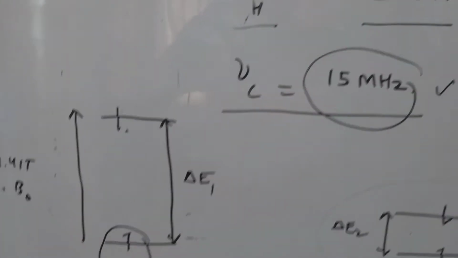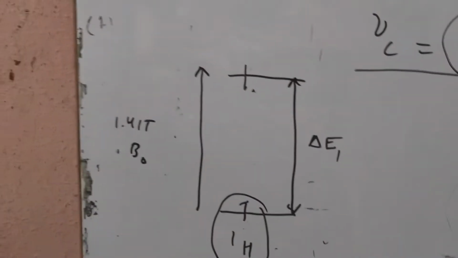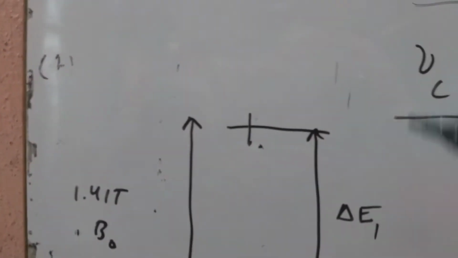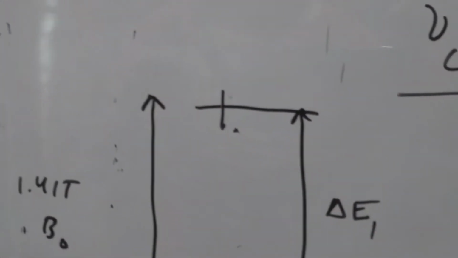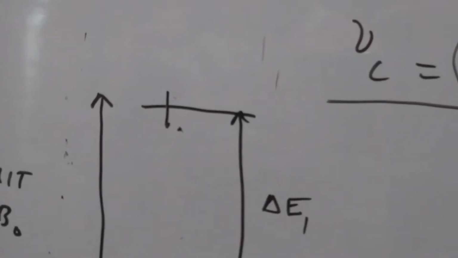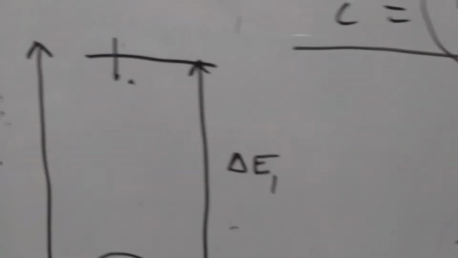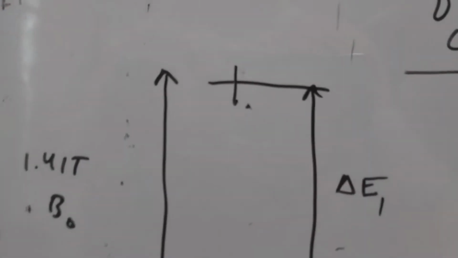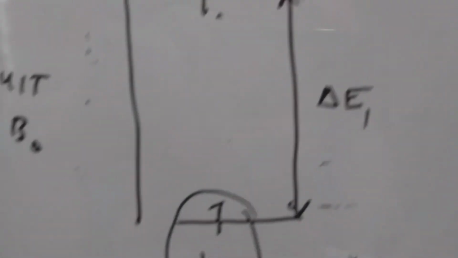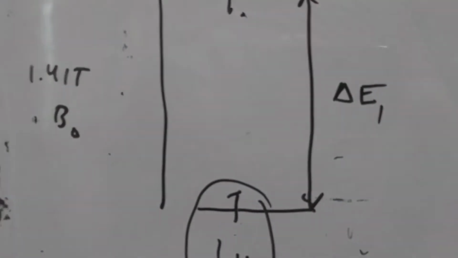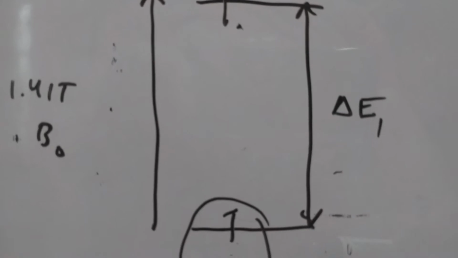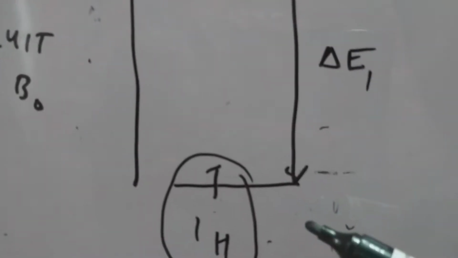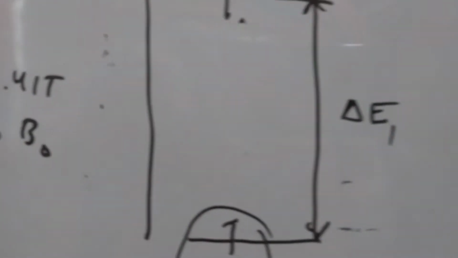Here we can understand this equation. We see that in the case of hydrogen nuclei, the energy difference is large, that is 60 megahertz, and this will result in a larger population difference. It means the alpha state will have more nuclei than the beta state.